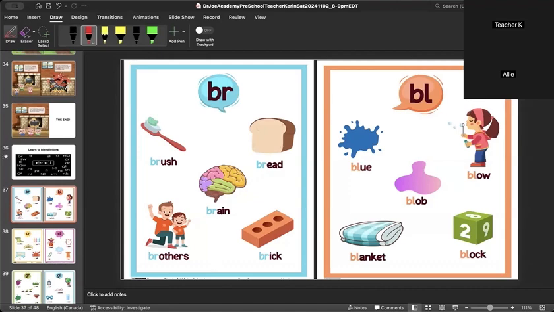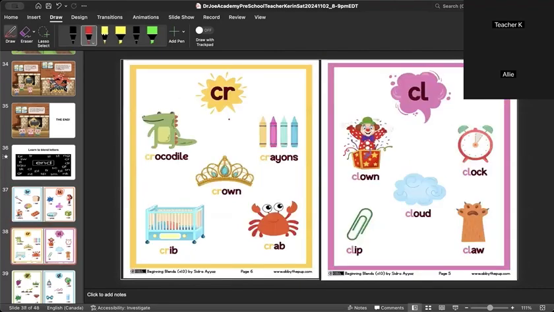How would you pronounce this first? The same way you did this. Bl, bl. Yep. Blue, black, blow, blanket, black. Perfect. Good job. Can you do this one?